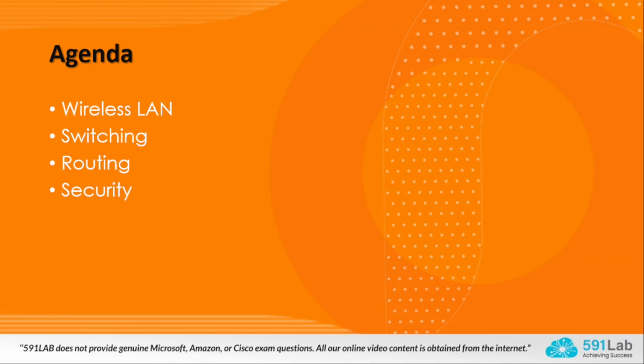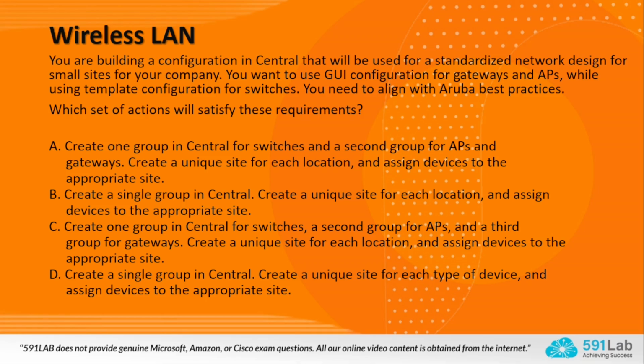Okay, let's look at the sample question under wireless LAN. You are building a configuration in Central that will be used for a standardized network design for small sites for your company. You want to use GUI configuration for gateways and APs while using template configuration for switches. You need to align with Aruba best practices. Which set of actions will satisfy these requirements?